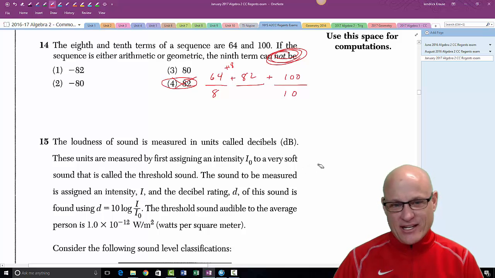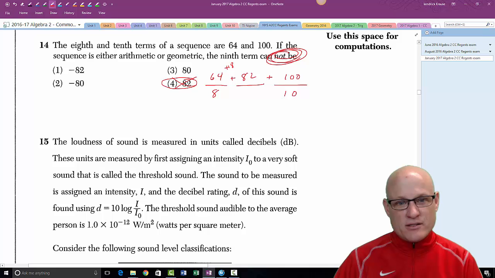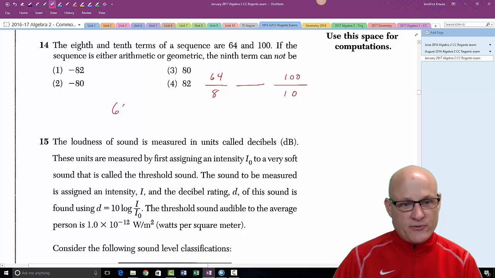It appears as if the answer might be 80, but I'm not really sure. So that might be a good guess, but who knows? Let's talk about geometric sequence. In order for it to be a geometric sequence, I have to be able to take 64 and multiply it by something to get 100.